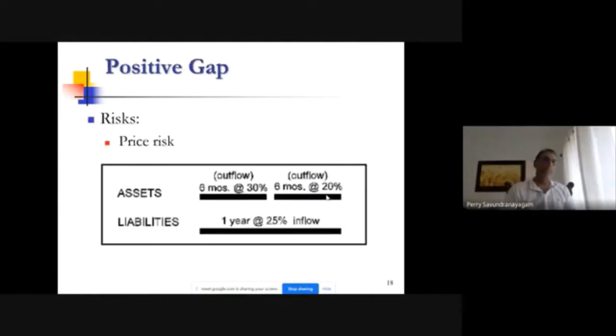There is one more risk here, right? Which is what? You have a positive gap, so you have funding. You have the asset created for 3 months. You understand the price risk. There's one more risk which is very remote but can happen. What is that?